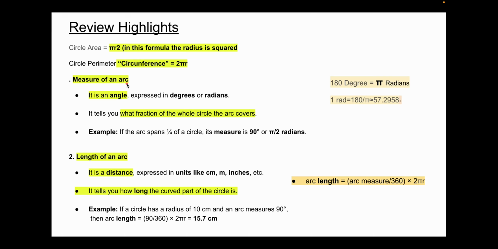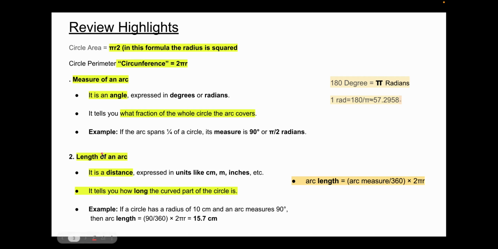Measure of an arc. Remember, we were talking about measure and length of an arc, two different things. The measure of an arc is an angle expressed in degrees or radians. 1 radian is equal to 180 divided by pi, approximately 57.29. The measure of an arc is an angle. It tells you what fraction of the whole circle the arc covers. For example, if an arc spans a quarter of a circle, its measure is 90 degrees or pi over 2 radians.